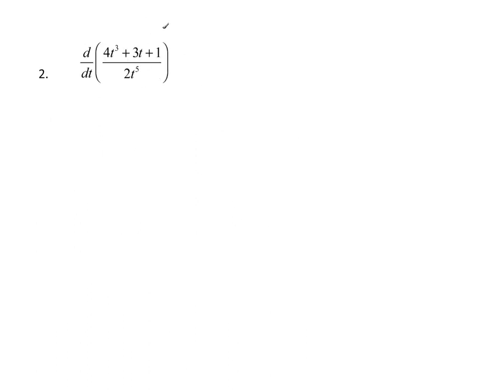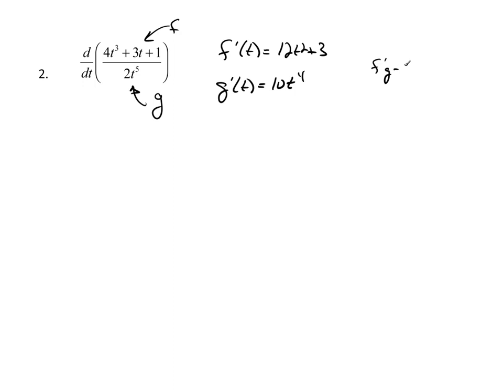The exact same idea. I'm going to call this f, and I'm going to call this g. I know I will need f prime of t this time, which is 12t squared plus 3. And I know I'll need g prime of t, which is 10t to the fourth. So now I'll just put it together. And remember, the format is going to be f prime g minus f g prime over g squared.